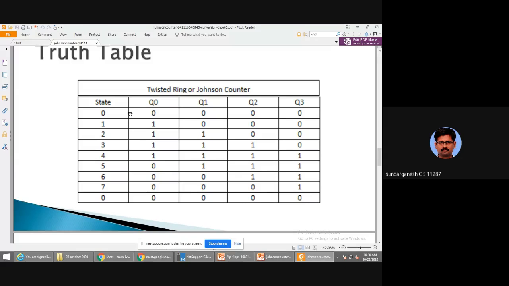Once again, these 0 to 7 states will repeat continuously. One flip-flop will have a high output, next state two flip-flops, next state three flip-flops, next state all flip-flops. Once again, it goes to three flip-flops high, two flip-flops high, one flip-flop high, and then low. So this process is continuous in a twisted ring or Johnson counter.